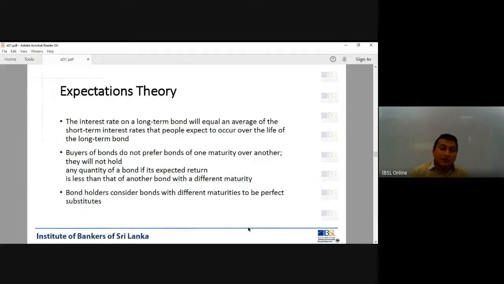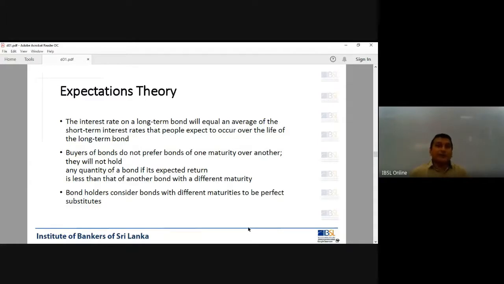So that matches the market, the arbitrage available is taken out of the equation, and then the 3-year expected return would match the 5-year return that you are seeing in the market. So then the investor is indifferent to buying the 5-year versus the 3-year. So bondholders consider bonds with different maturities to be perfect substitutes under the expectation theory.